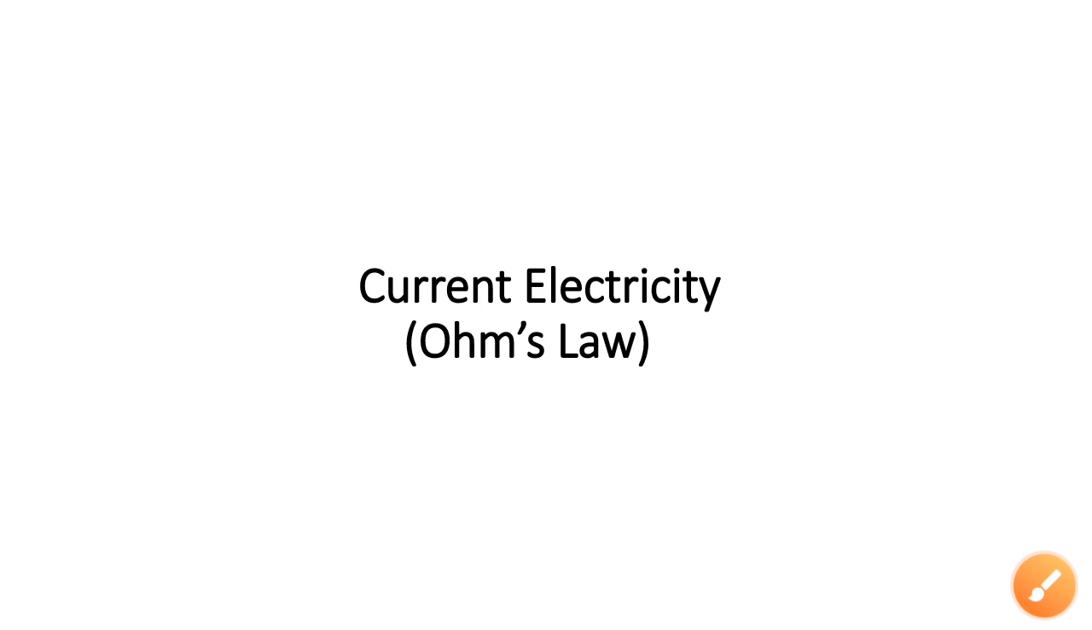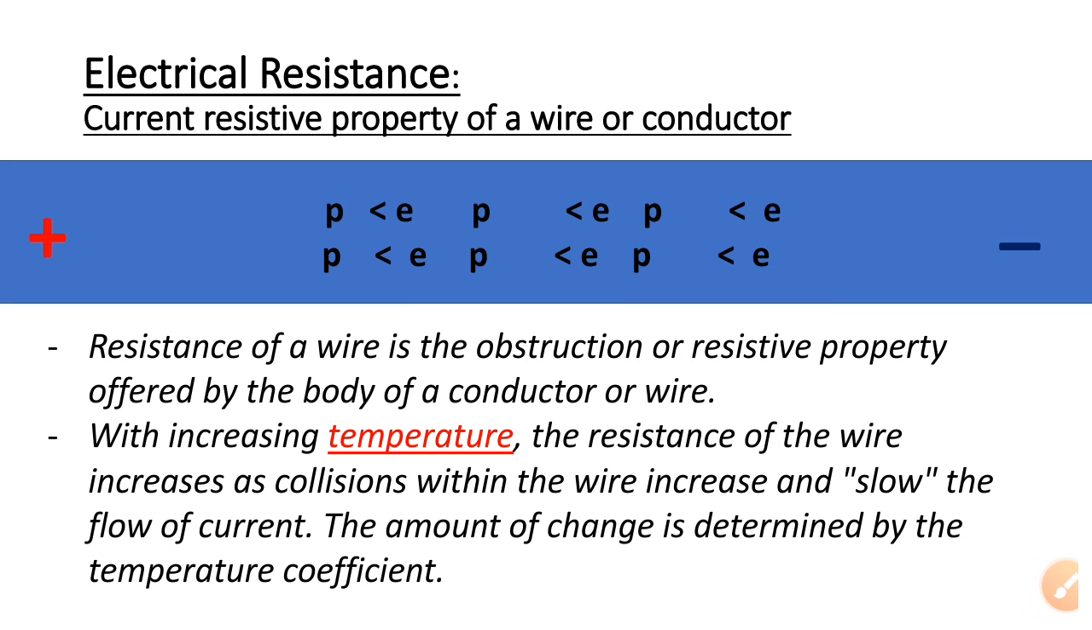We will continue with the chapter current electricity to know about Ohm's law. Let's see the first term, electrical resistance. So electrical resistance is a current resistive property of a wire or a conductor.